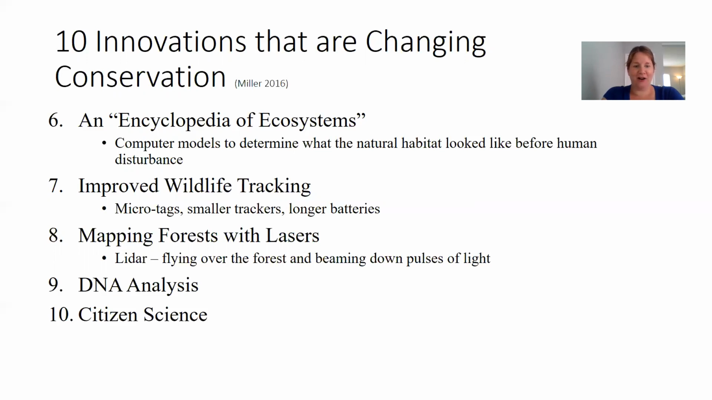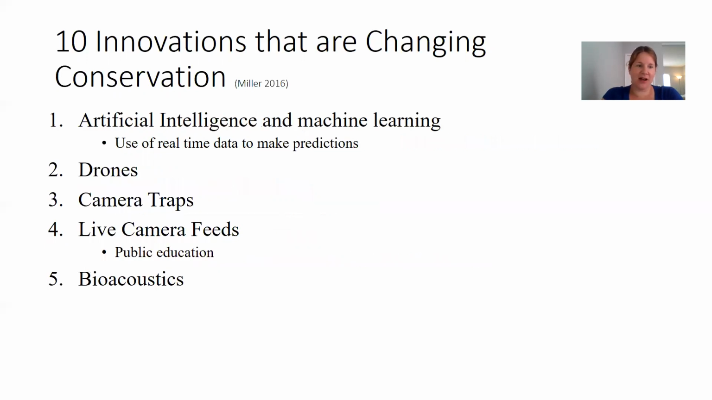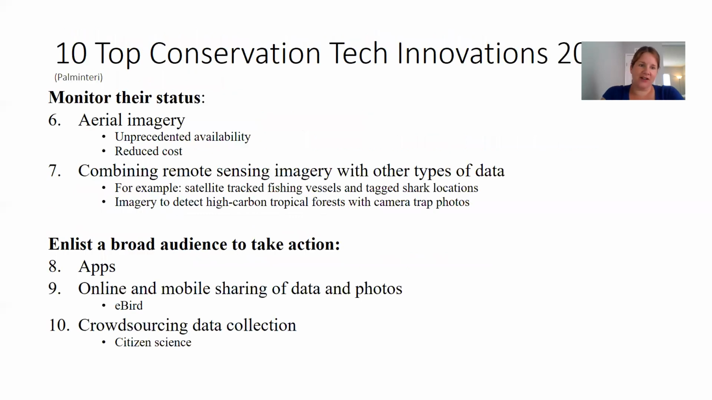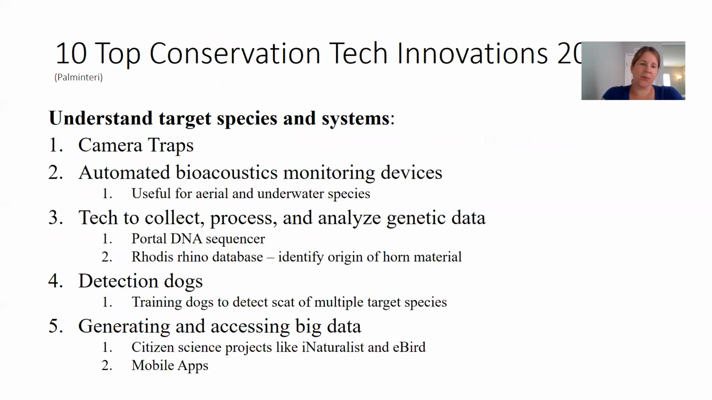So they use a LiDAR flying over the forest and beaming down pulses of light, which is definitely a new way to actually map out forests. And I would just say that a lot of these innovations that were named really fit well, I guess, with some of the skills you might learn for those of you who are geography majors. This is a geography course.